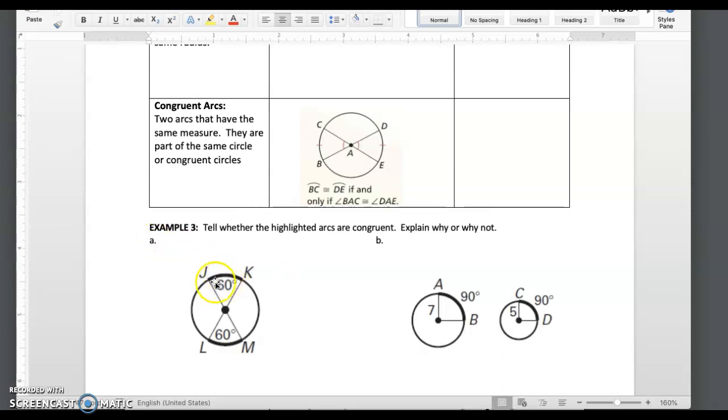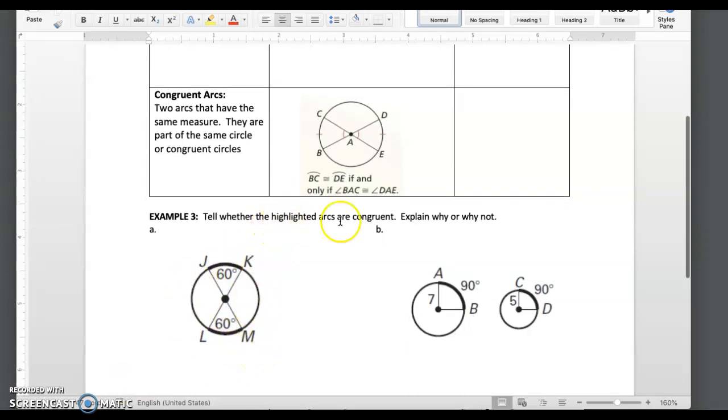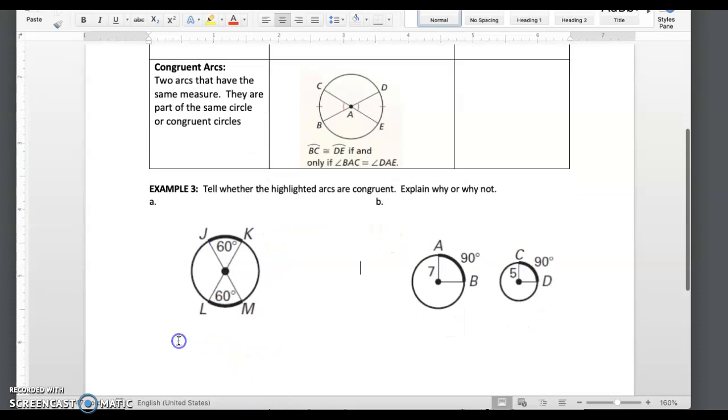So in part A, we see that JK and LM are both minor arcs, and they are both 60 degrees. So right now they both are the same measure. Now I want to check to see, are they a part of the same circle? Yes, they are both part of the same circle. So we are allowed to say that these highlighted arcs are congruent. So in part A, yes, they are congruent because they are the same measure and they are both in the same circle.